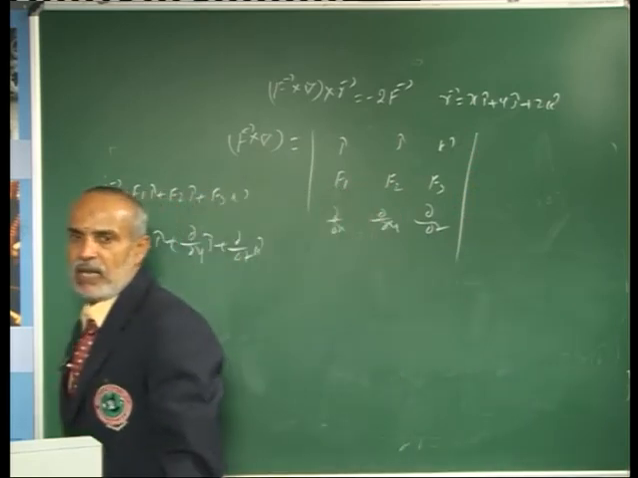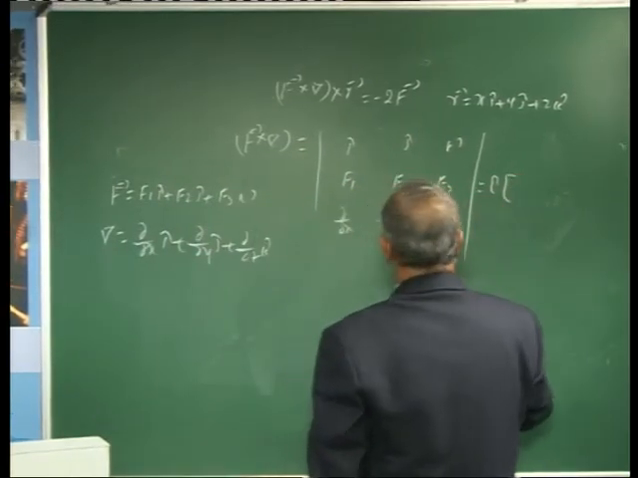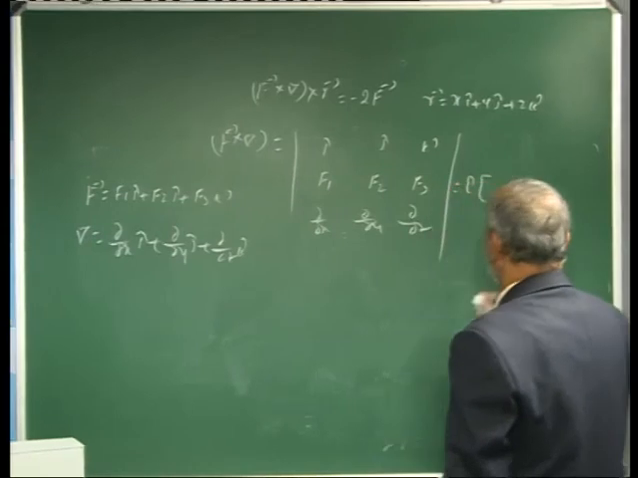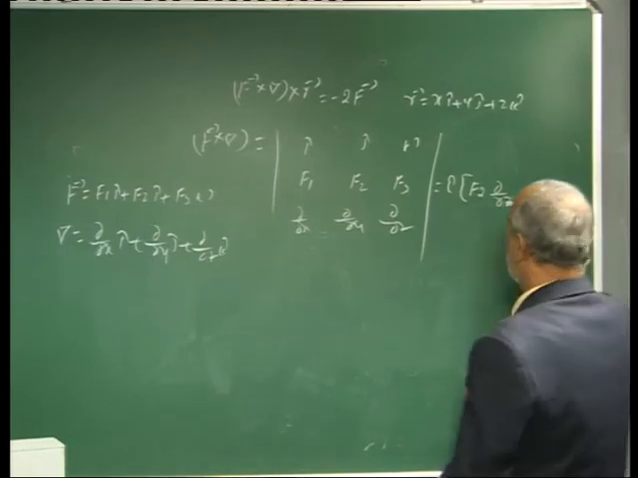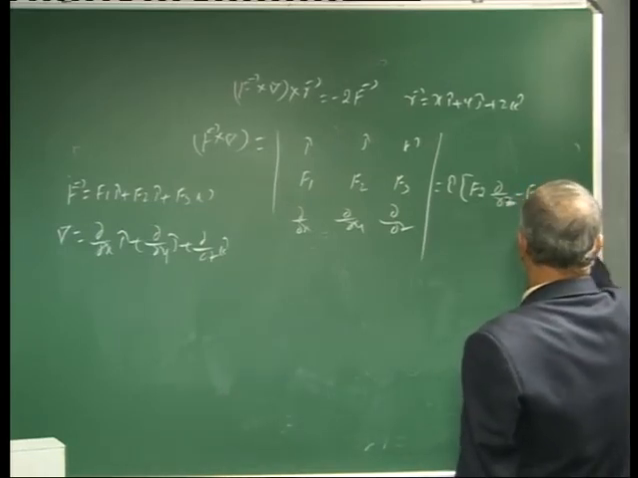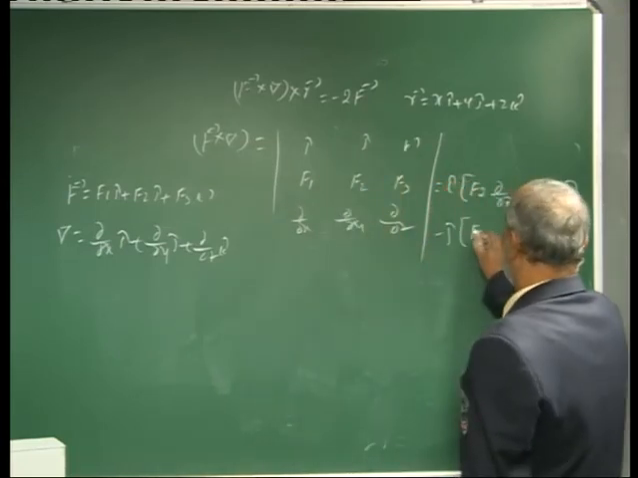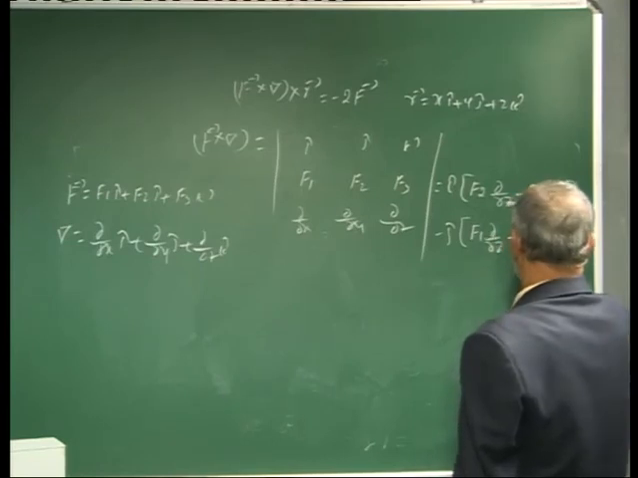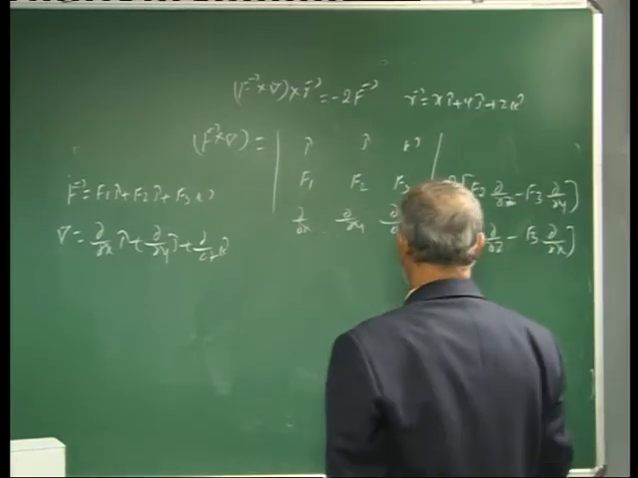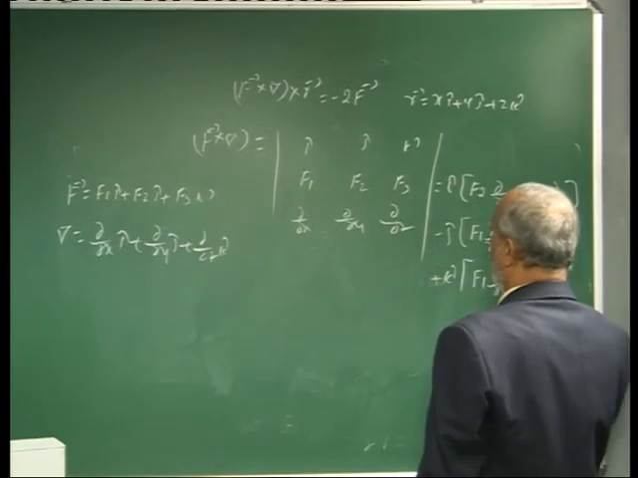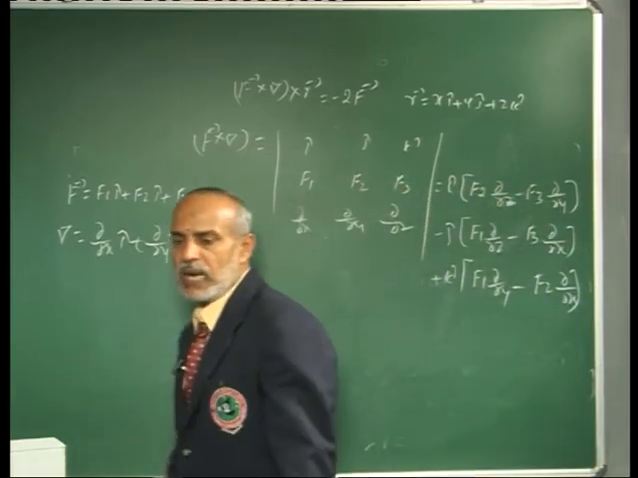This is f vector cross del. Now you can expand it. This is equal to i into, leaving the first row and first column, F2 into dou by dou z minus F3 into dou by dou y. Next, minus j vector, leaving the first row and second column, F1 into dou by dou z minus F3 into dou by dou x. Similarly, plus k vector, leaving the first row and third column, F1 into dou by dou y minus F2 into dou by dou x. This is f vector cross del.